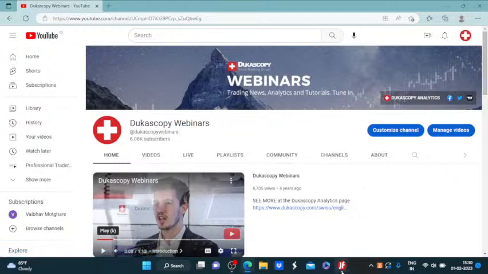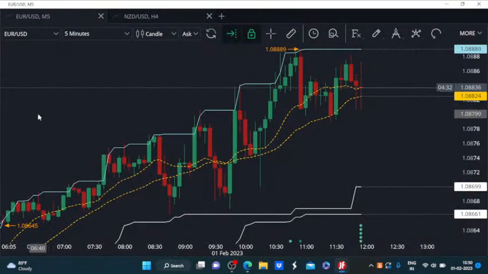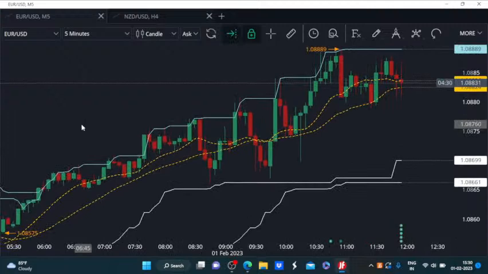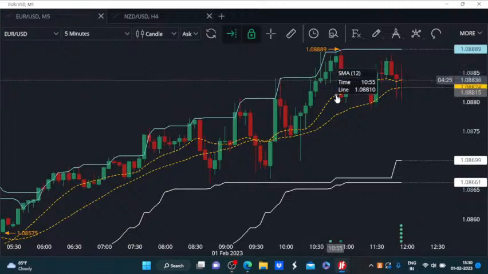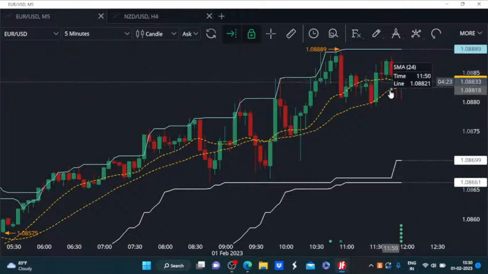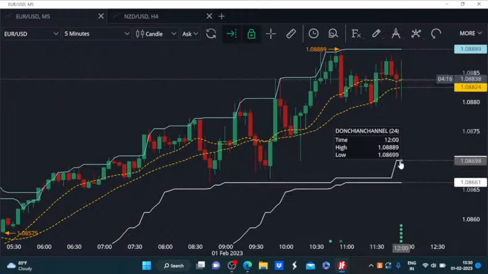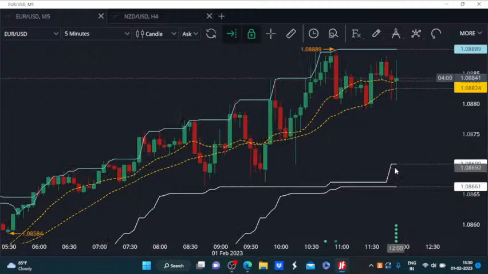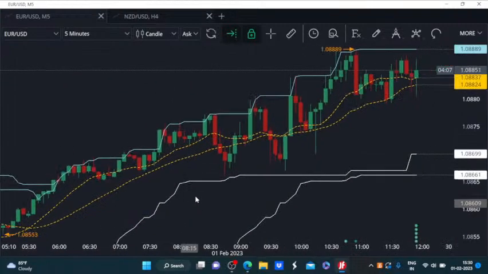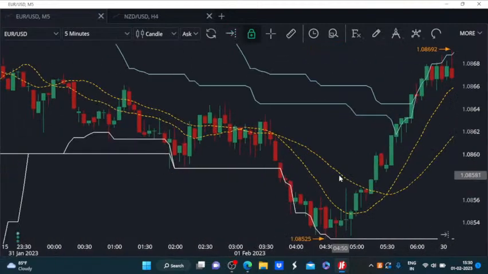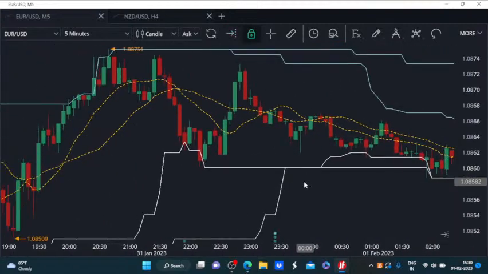So let us now head to the JForex, the newly released trading platform from Dukascopy Bank SA. This is the Euro USD trading on the 5-hourly candle period, and I have added the SMA 12 and SMA 24 to get us the price range of the last 1 hour and 2 hours respectively. And this Donchian channel 24 and 48 is in place to figure out the price range over the last 2 hours and 4 hours respectively.